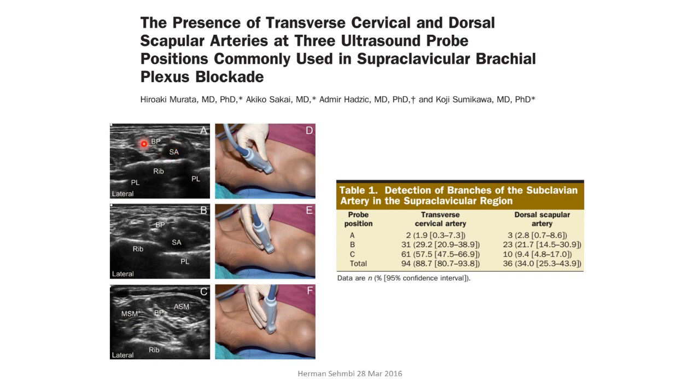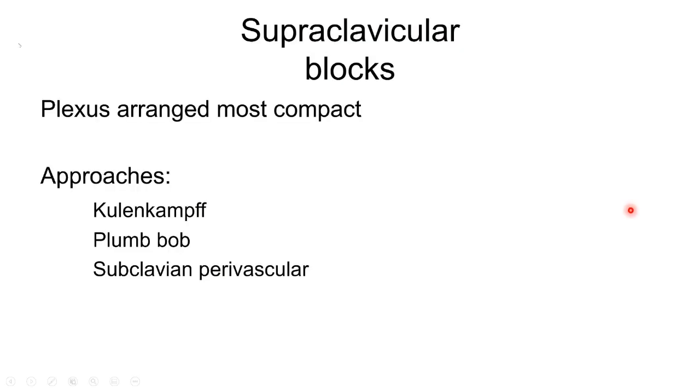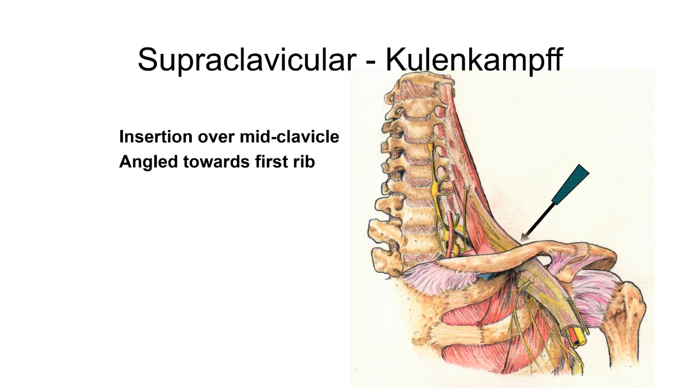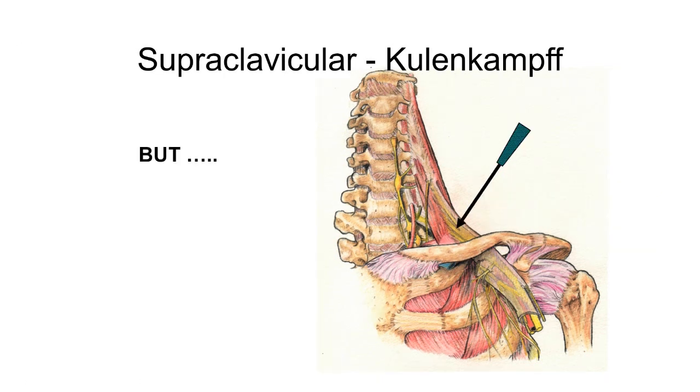Now, let us look at some traditional non-ultrasound approaches in the supraclavicular region. So in the Kulenkampff approach, sorry for my pronunciation, the needle is inserted behind the middle of the clavicle and is angled towards the first rib. Either a nerve stimulation or paresthesia is obtained, and then local anesthetic is injected. But the danger with this approach is that if you miss the first rib, you're more likely to hit the pleura and cause pneumothorax.